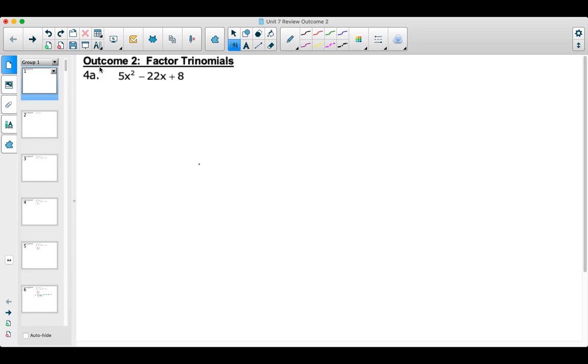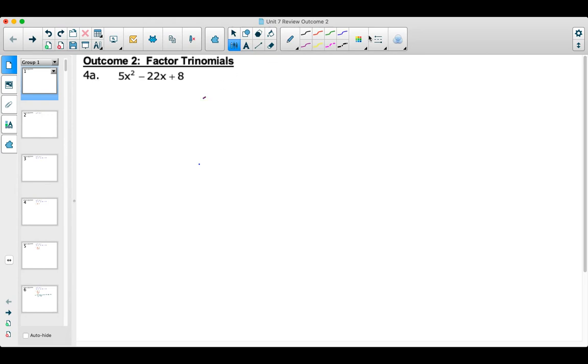We're going to be looking at outcomes, Unit 7, Outcome 2, and starting with number 4A. And what I want you to do is just write down the problems and follow along with the notes. This is a little bit longer of a lesson, so feel free to pause it if you need a break or if you need to slow it down or anything like that to take notes. Pause it whenever you need to.